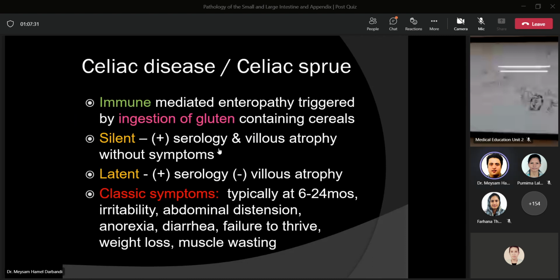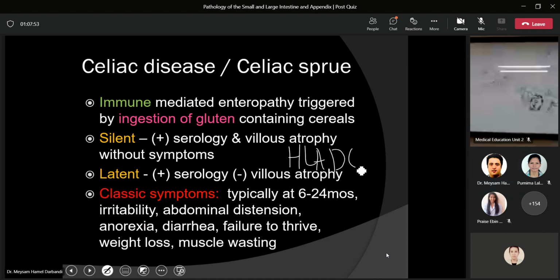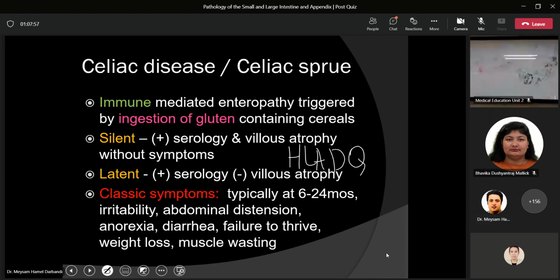This disease is associated with HLA. Can you see DQ? DQ 2 and 8. So take note, we might ask it in the exam. HLA DQ, let me write it here so the students can see. What type? 2 and 8. Very good.